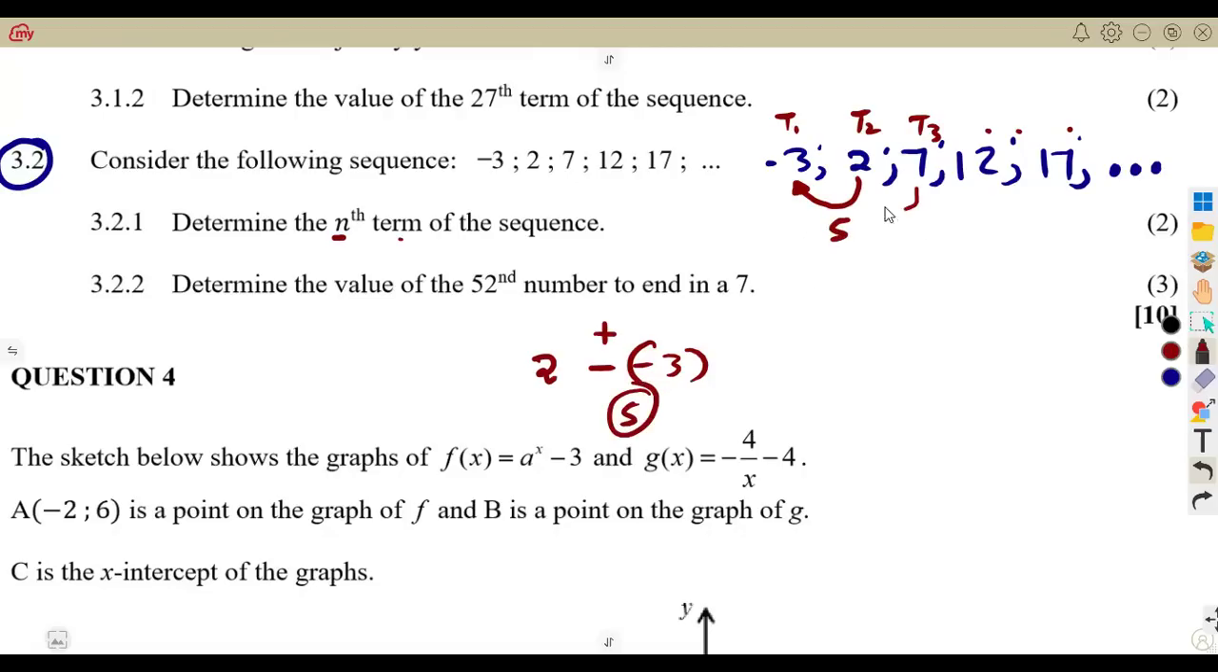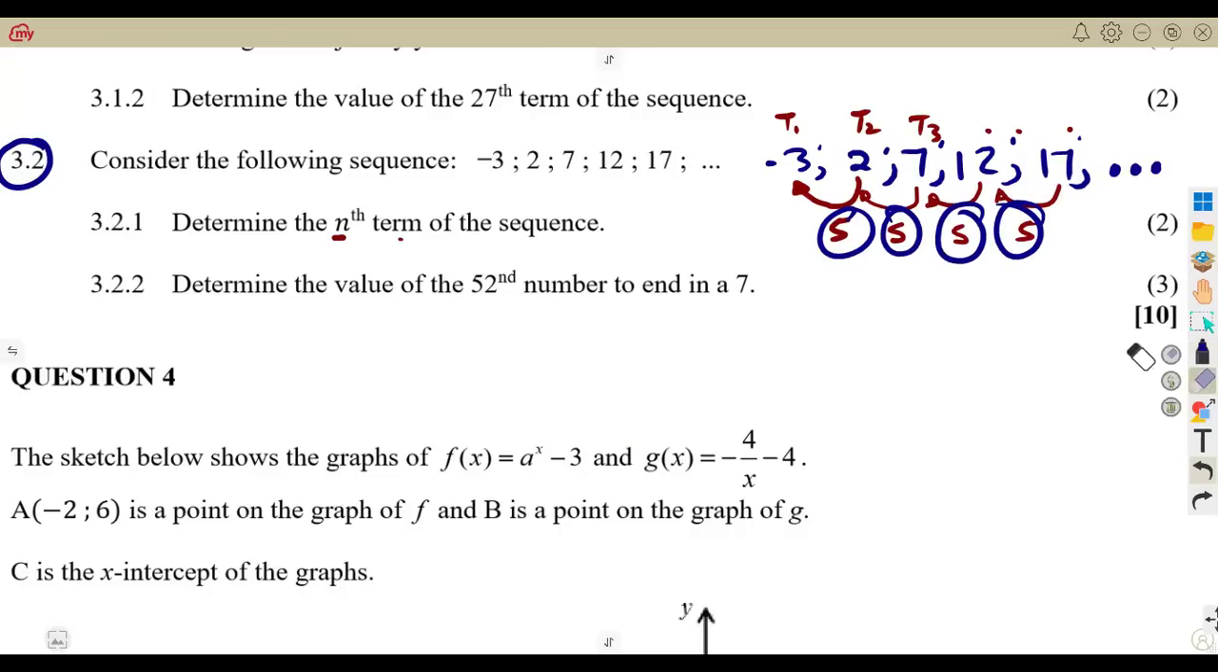We subtract again. 7 minus 2, that's a 5. 12 minus 7, that's a 5. 17 minus 12, that's a 5. So as you can see, the difference is the same throughout. That's a linear pattern, the same as in our previous question. And I said on a linear pattern, you can use this simpler one: Tn is equal to Bn plus C, where B is the common difference, which is 5.